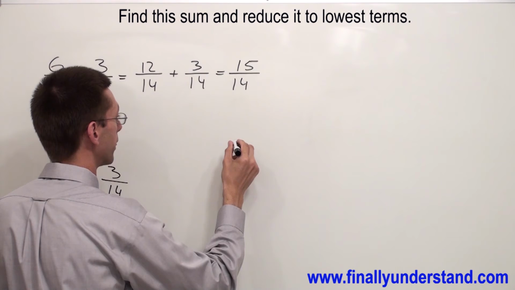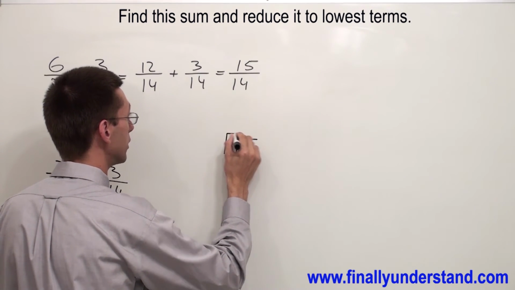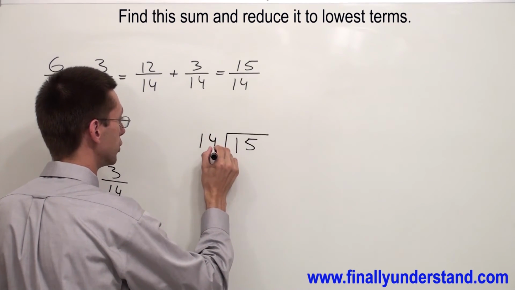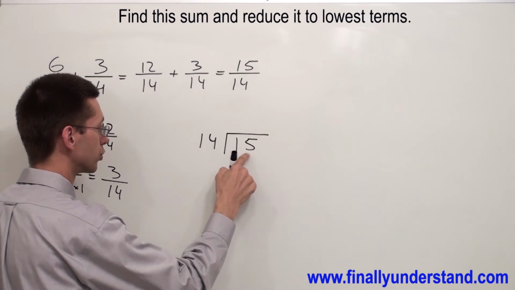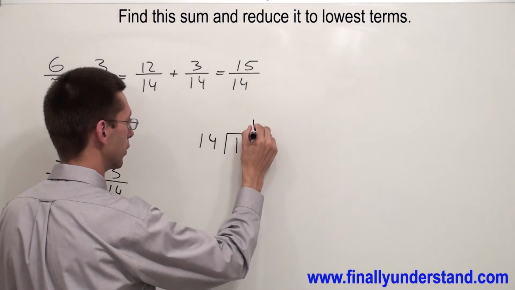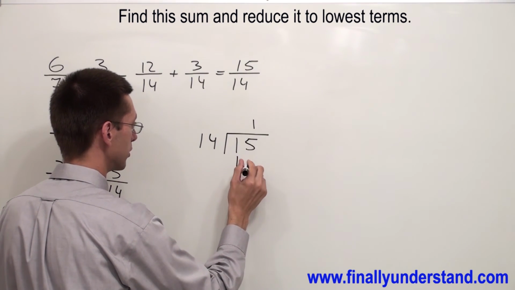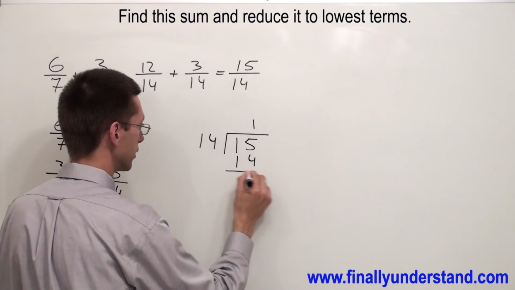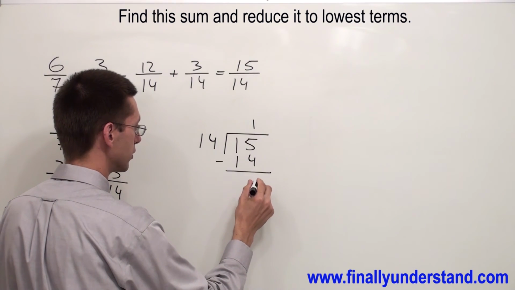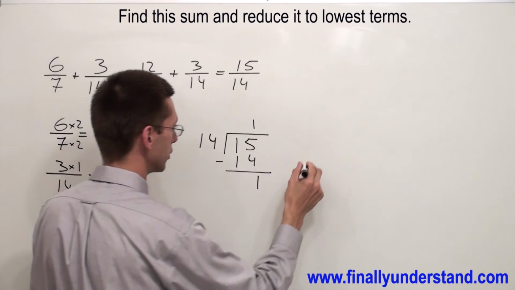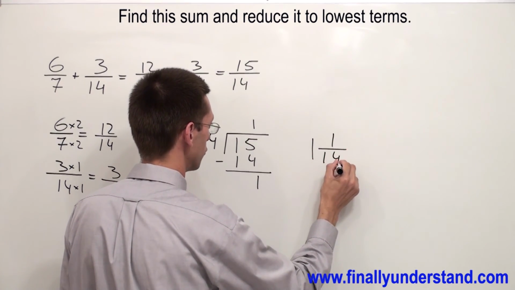How can we do this? Simply divide 15 by 14. The question is, how many times does 14 go into 15? Goes 1. 1 times 14 is simply 14. You have to subtract. 15 minus 14 is 1. My answer is 1 and 1 over 14.